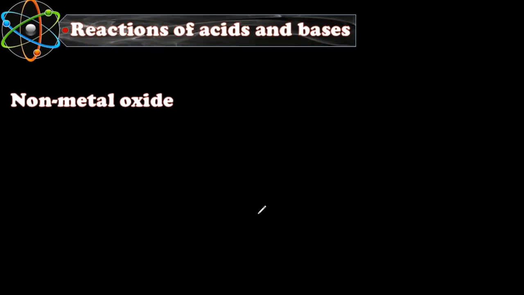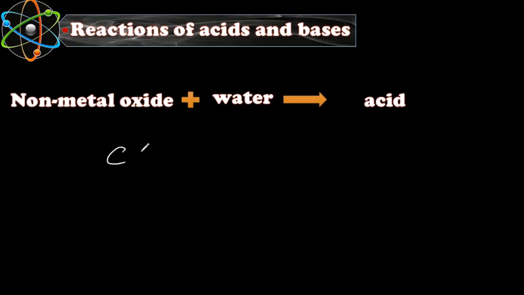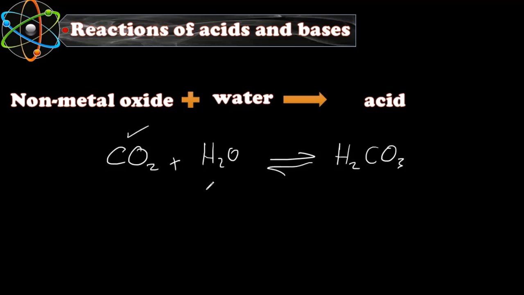Let's look at another reaction. Here we have non-metal oxide plus water. This is going to give us acid, and we will take it with more details in acid rain. So if we have a non-metal oxide, like carbon, and this is the oxide, carbon dioxide plus water, H2O. This will be a reversible reaction because it will produce a weak acid. So carbon dioxide plus water will give us carbonic acid, H2CO3. Non-metal oxide plus water gives us acid.